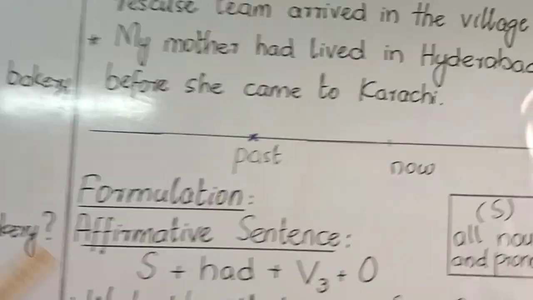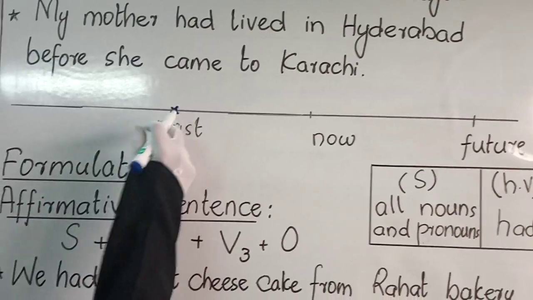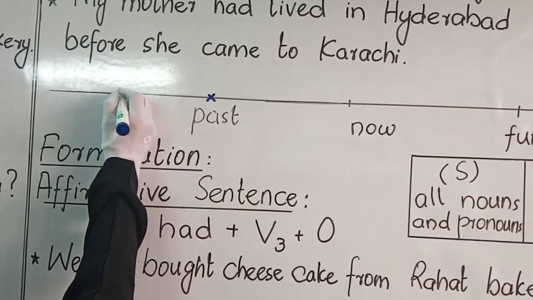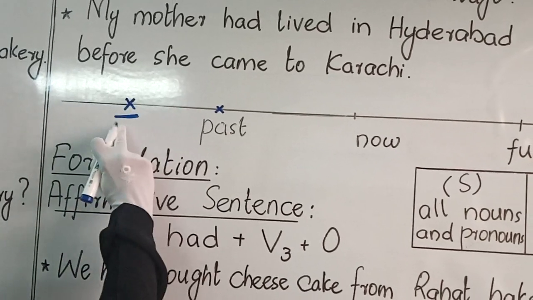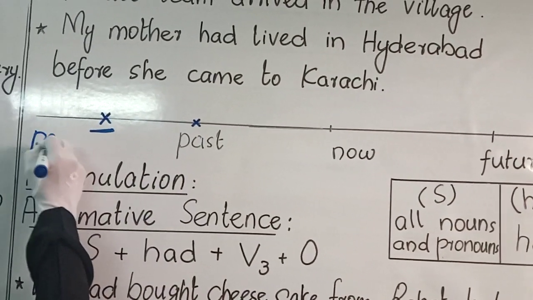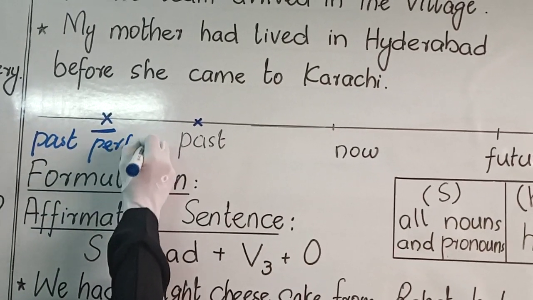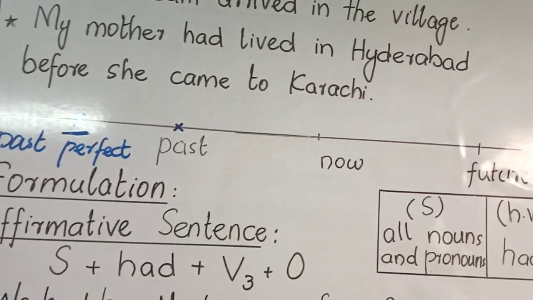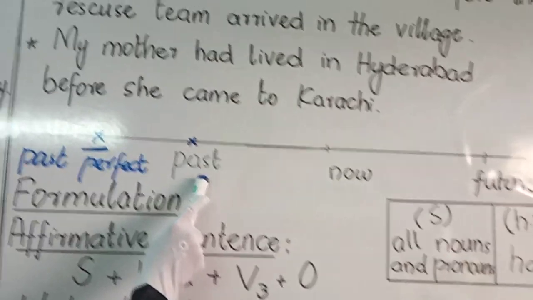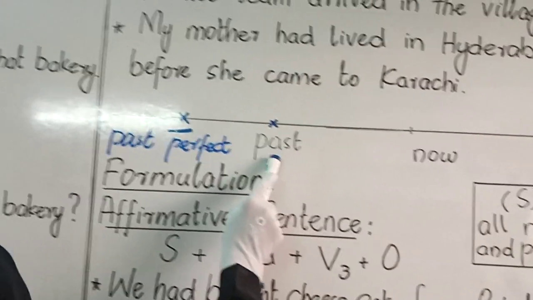Come to the timeline. Suppose this is past time. This is now, right now, and this is past time. So before this past action, some action was completed. So this action is the past perfect action. Because this was completed before this past action, this is the first past and this is the second past.